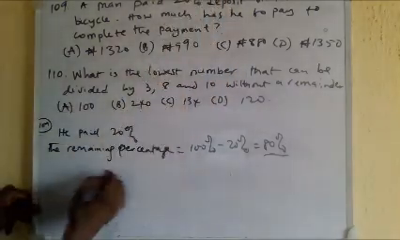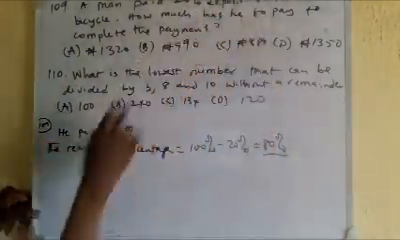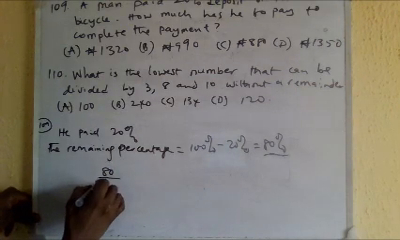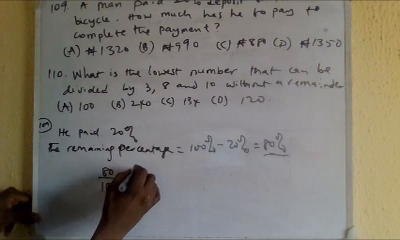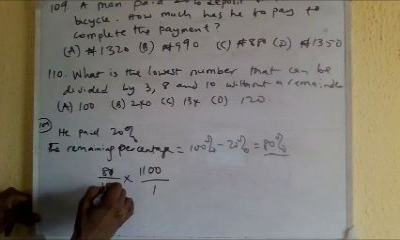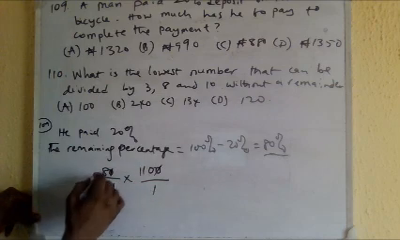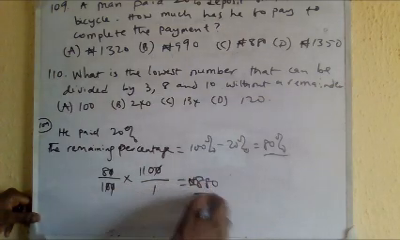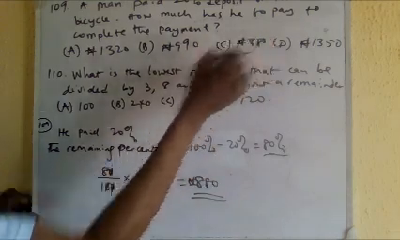So therefore, expressing 80% in naira, the amount remaining is 80% over 100 times 1100 over 1. So 0 cancels 0, 0 cancels 0. So 8 times 110 is 880 naira. So this is what is left for him to pay the full amount.